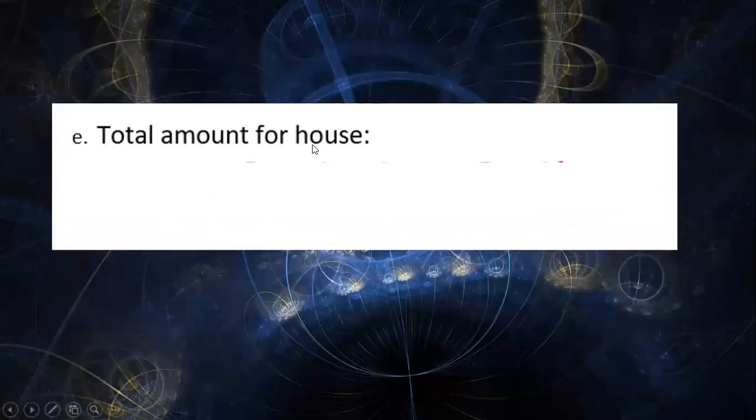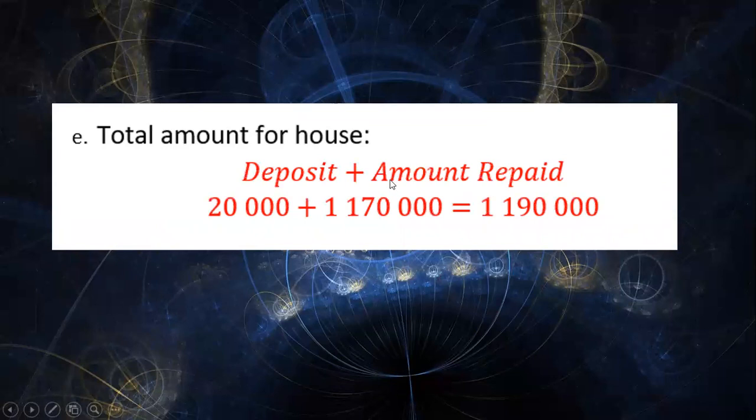In part E, the total amount for the house is going to be the deposit plus the amount repaid. So how much did the person actually buy the house for? It's going to be however much the deposit was plus the amount that they repaid to the bank. In this case, it's going to be 1.19 million or $1,190,000. Any questions here? Pretty much straightforward. The most important thing is to learn the requisite formulae for mortgages.